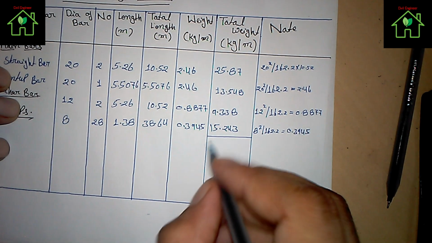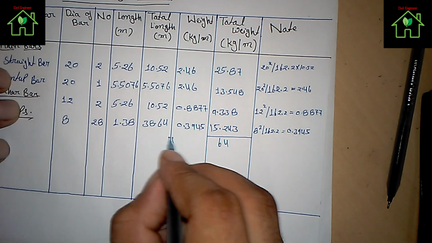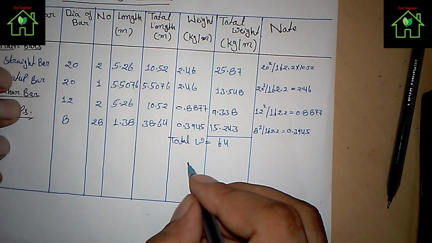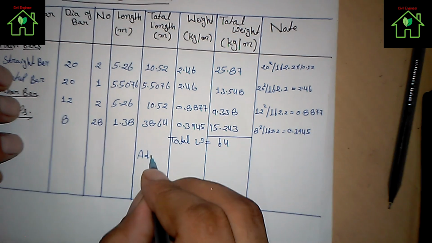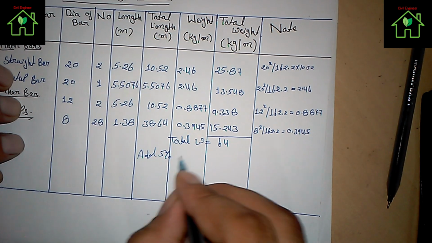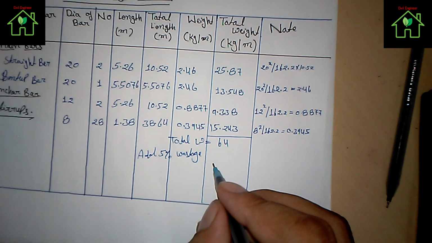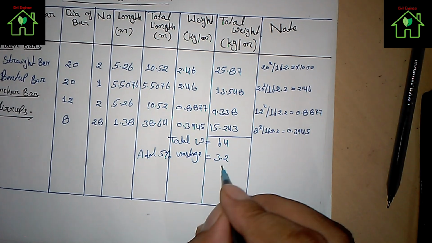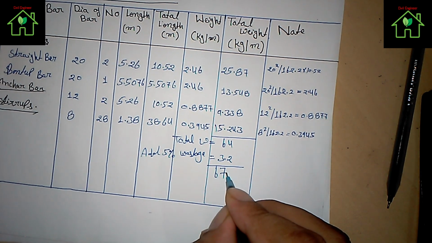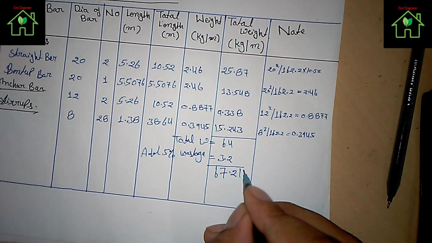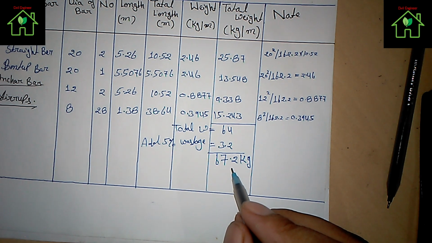After calculation, we will calculate the total weight. This value is 64 kg total weight. And add 5% wastage. We will take 5% wastage because it's compulsory: 3.2. So what is the total? 67.2 kilogram. 67 kilogram of steel we will require in our beam.